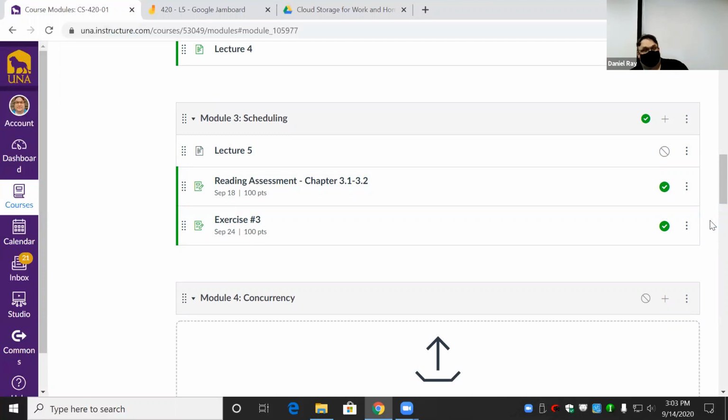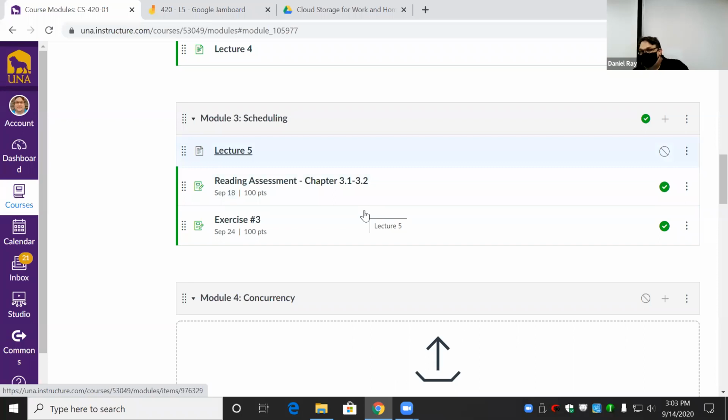The other thing, so this material covers chapter 3.1 through 3.2. You guys can't see a thing. It covers chapter 3.1 through 3.2 in your Zybook. You're going to want to make sure that you've read that material, and that is your reading assessment assignment for this week. We're going to be talking about scheduling. We're going to begin our discussion on the chapter on scheduling.